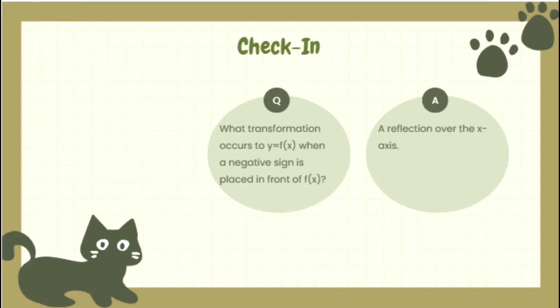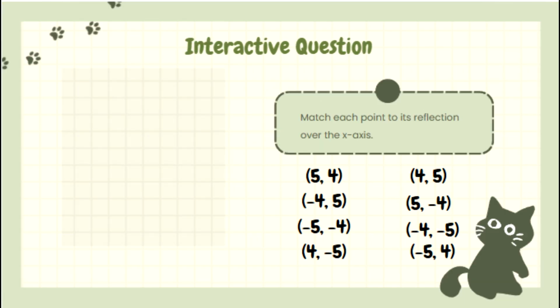Here's another check-in. What transformation occurs to y equals f of x when a negative sign is placed in front of f of x? A reflection over the x-axis. This is another way of stating the same thing. He's sticking his tongue out at you.